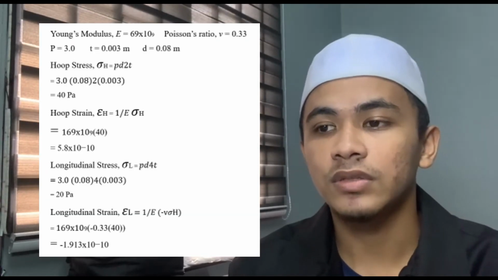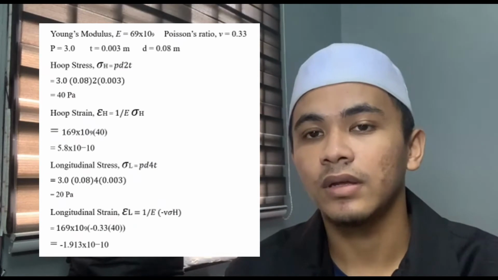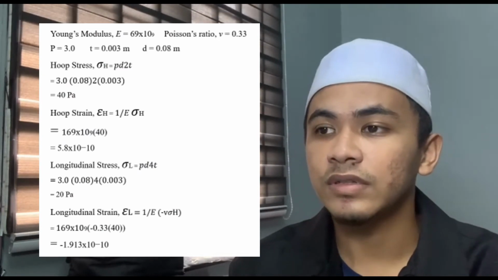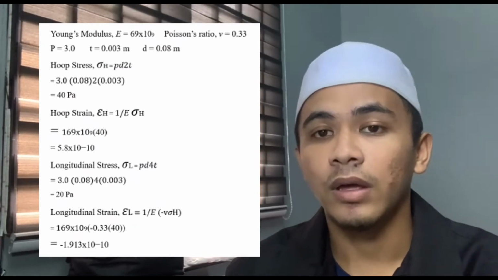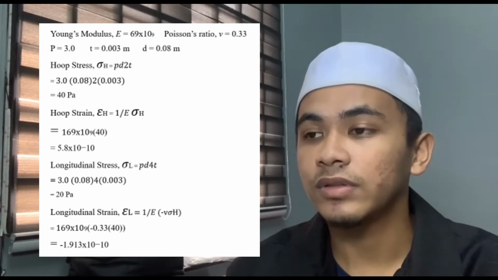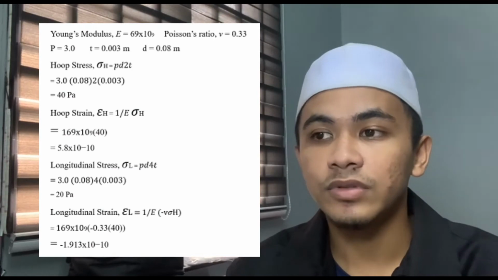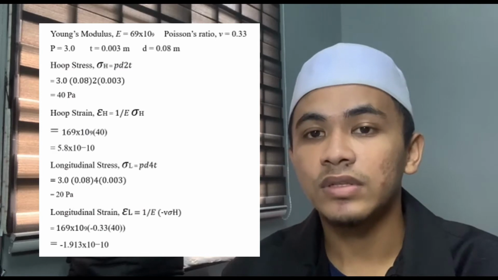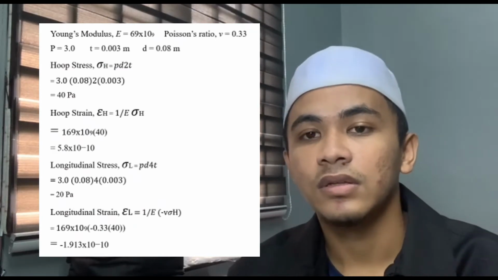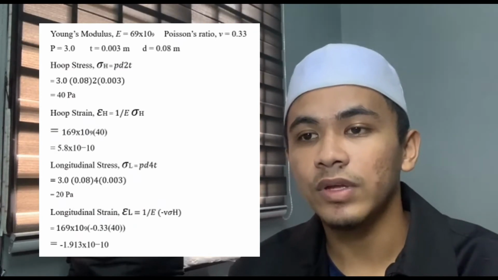Okay, the first one is for the open end thin cylinder, and the data given is, first, Young's modulus equal to 69 multiply 10 power of 9, Poisson ratio is 0.33, pressure 3.0, thickness T 0.003, and the last one is diameter D equal to 0.08 meter.